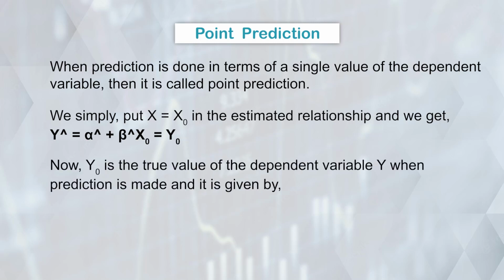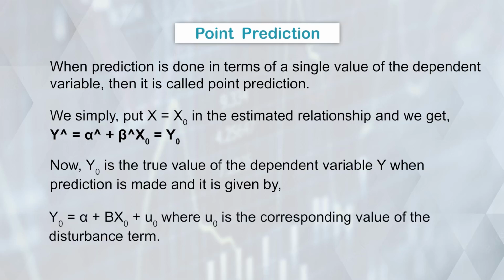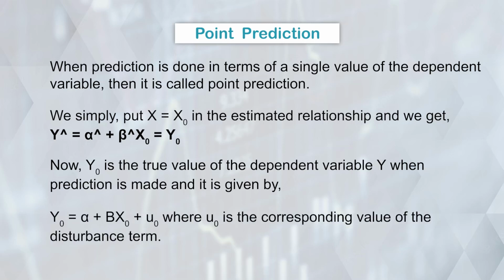Secondly, y0 is the true value of the dependent variable y when prediction is made, and it is given in this way. So y0 equals alpha plus beta x0 plus u0, because again y0 follows a linear relationship with x0, where u0 is the disturbance term. So in this particular slide, y0 is a specific value, or the forecasted value, of y when we write x as x0.